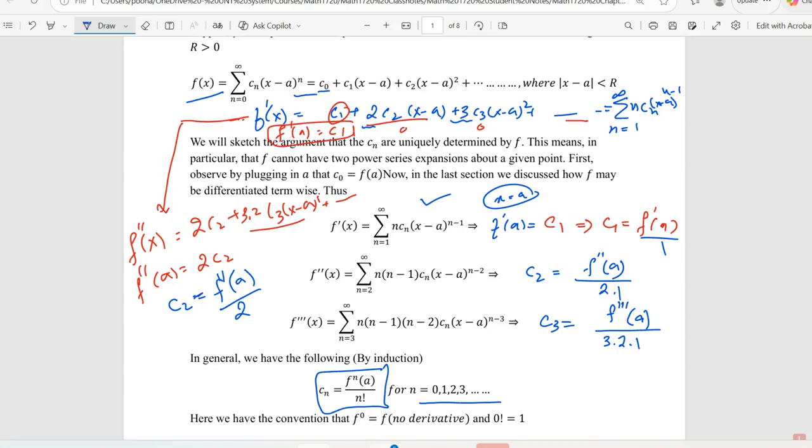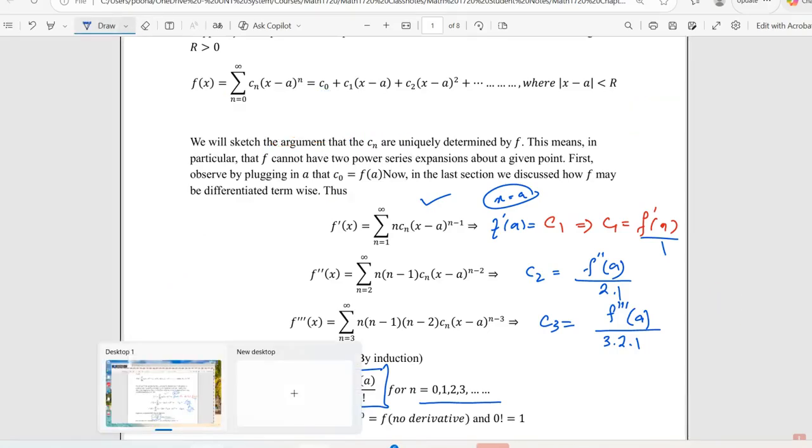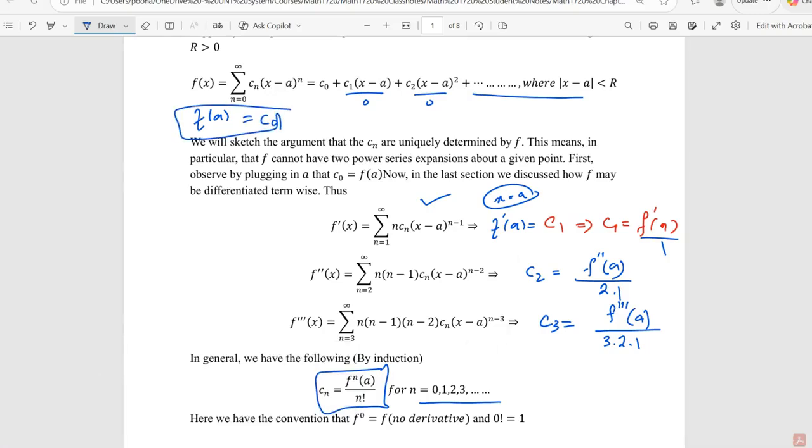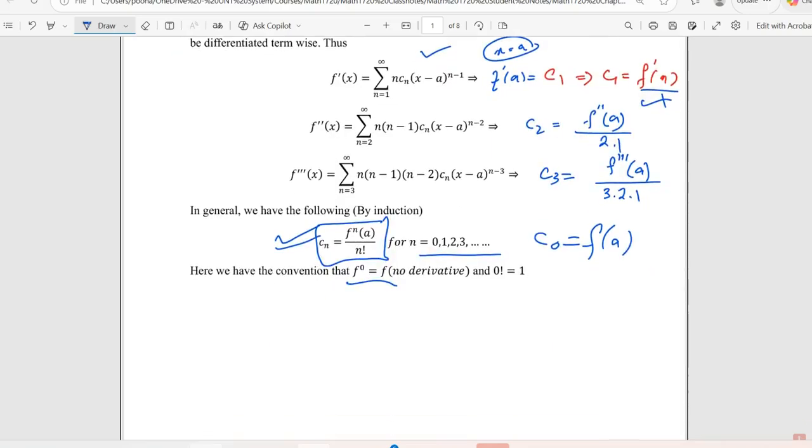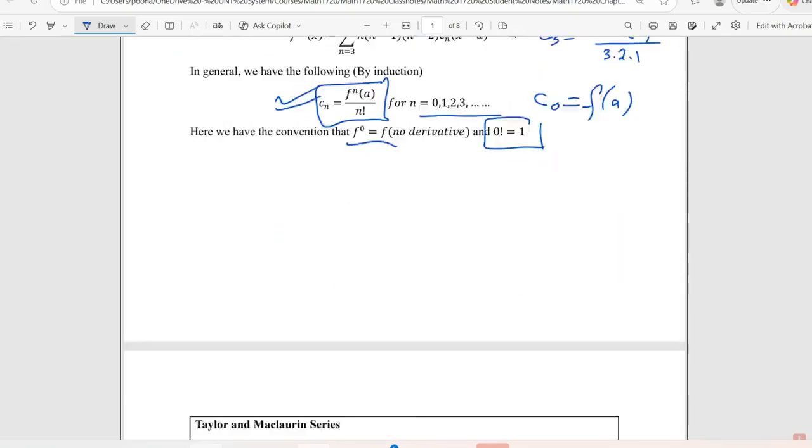Now, I forgot to mention in the start that if I put a in here before differentiating, this will become 0, all the terms will become 0, and only c0 will be left. So c0 also follows the pattern. In this formula, c_n is equal to the nth derivative of f at a divided by n factorial. So when I say f to the 0, that means no derivative. So c0 starts with f of a, no derivative of f at a, and then c1 is the first derivative of f at a divided by 1 factorial, and so on. Remember, 0 factorial is always equal to 1. That also works.